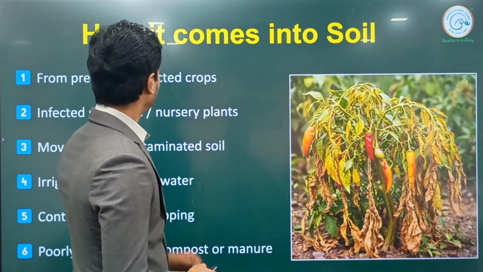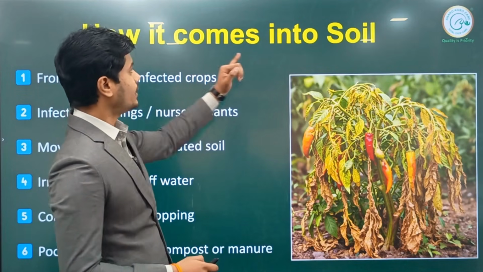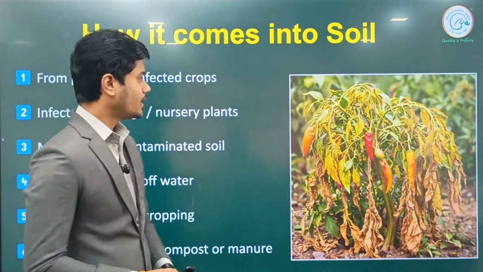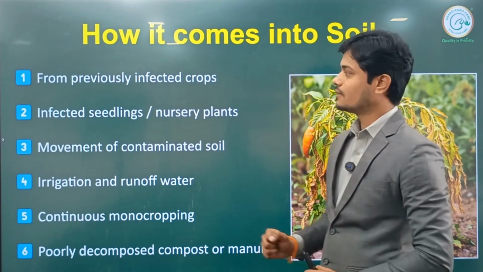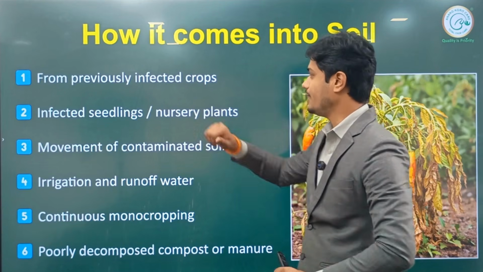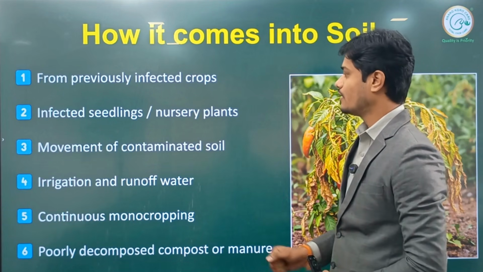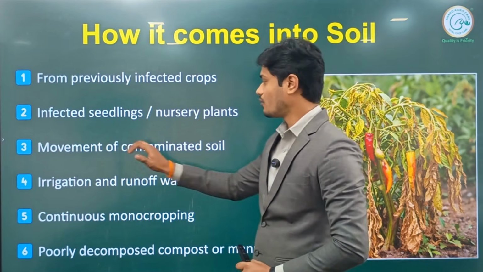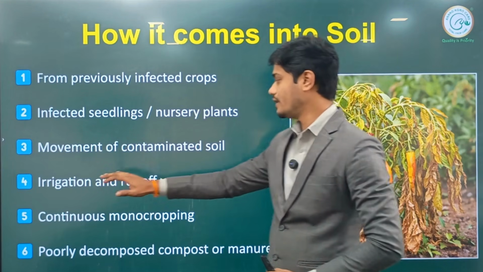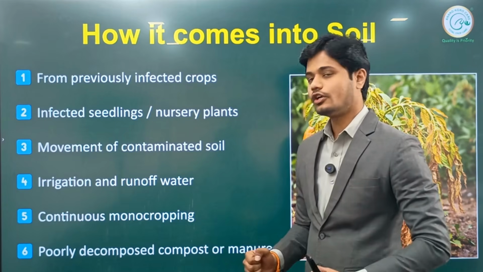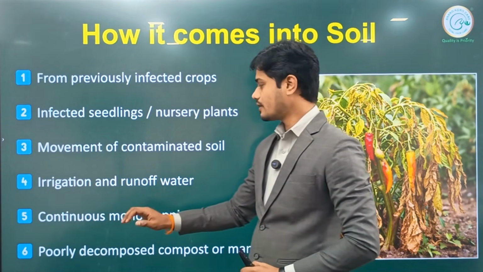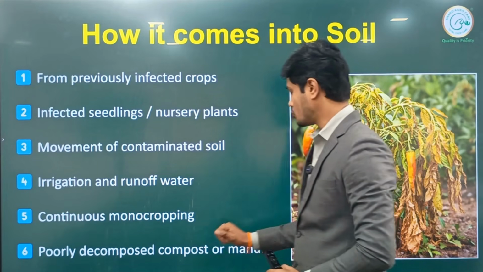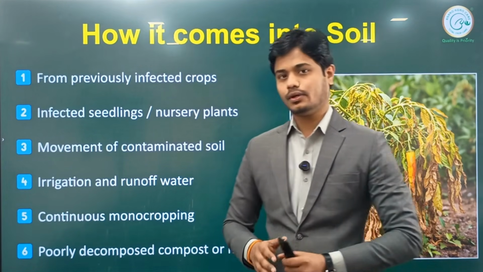and now the question is how it comes into the soil. It can come through previously infected crops. It may come through infected seedlings or nursery plants. It can also come through movement of contaminated soil or irrigation and runoff water. If you are doing continuous monocropping, then also it can come. Or it may come through poorly decomposed compost or manure.